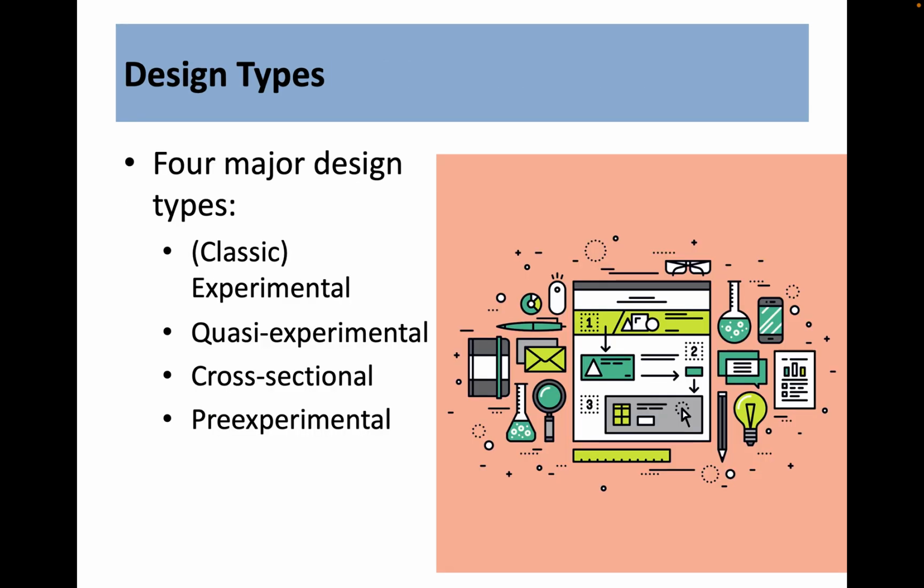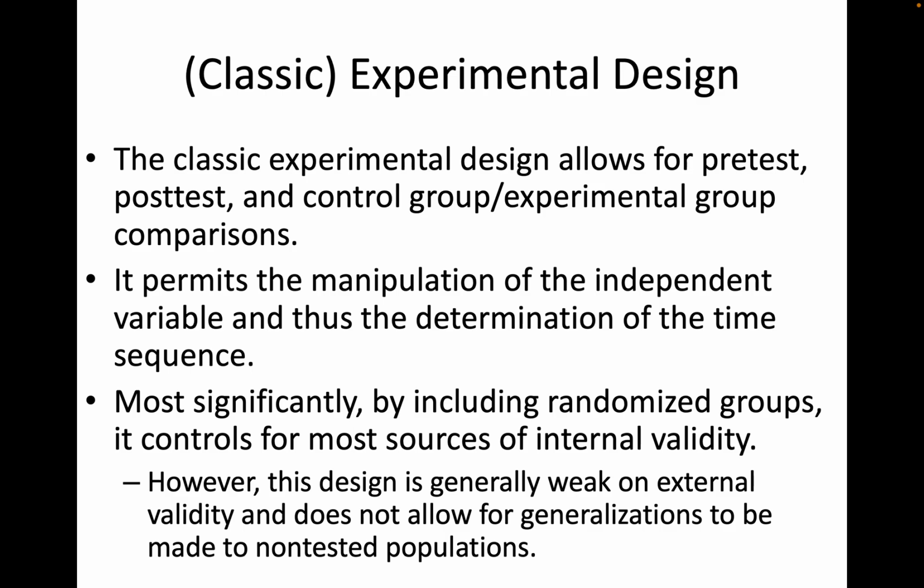Four major design types: classical experiment. That's what we've been talking about. The quasi-experimental research, cross-sectional research. That's what I did. I did cross-sectional research, and I crossed it was the fact that I was using several different age groups. I think the oldest person that took my survey was 86, and the youngest person to take my survey was 18, because you had to be 18 in order to take the survey.